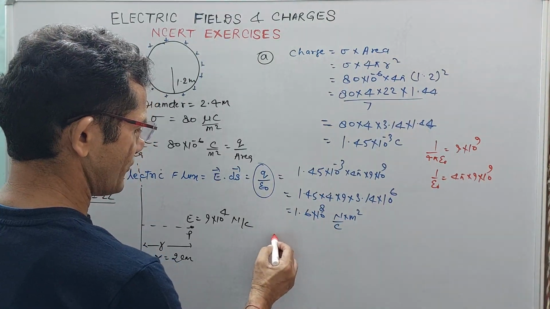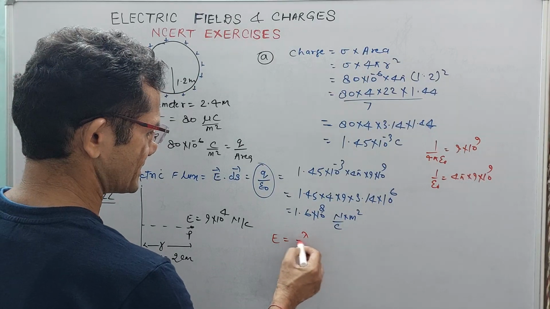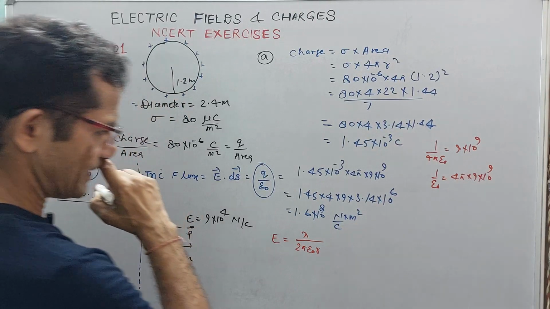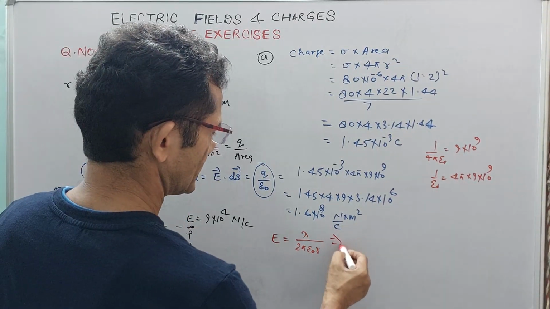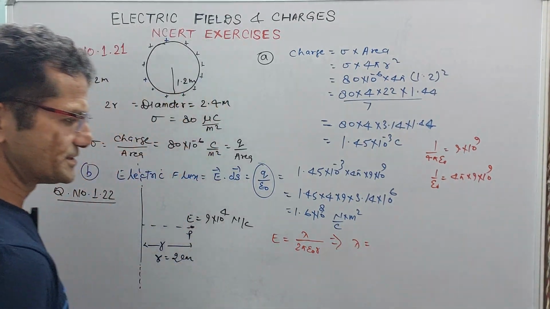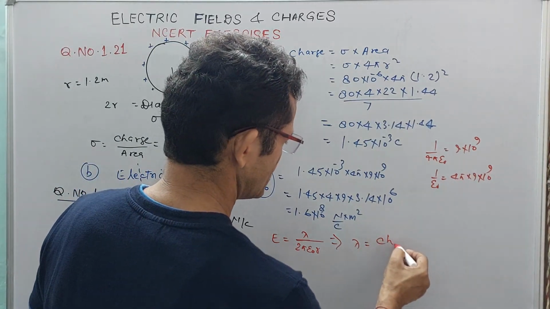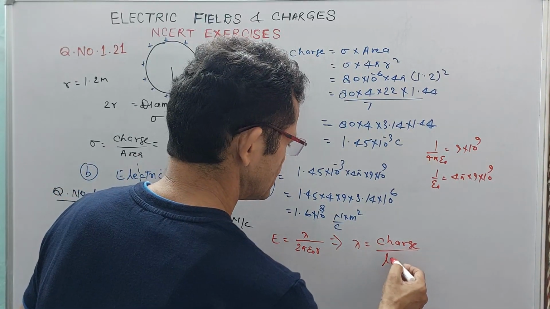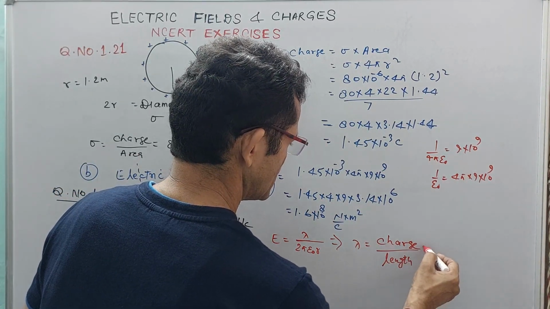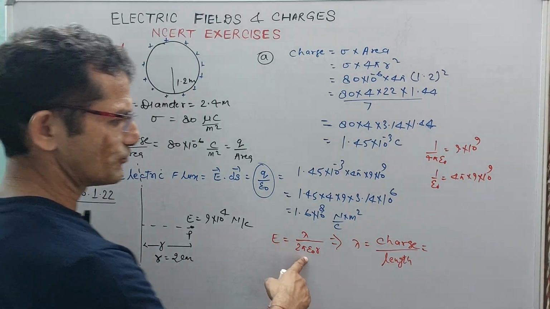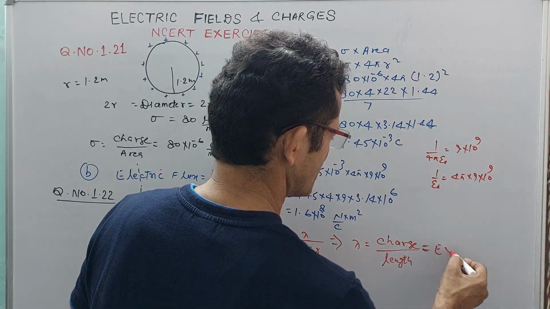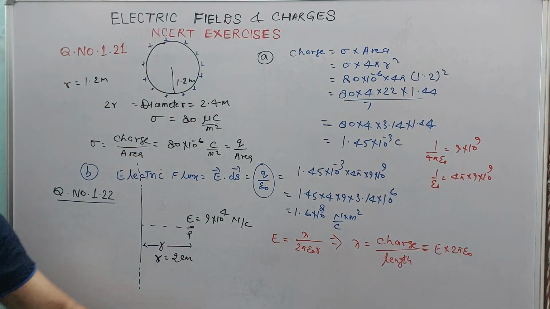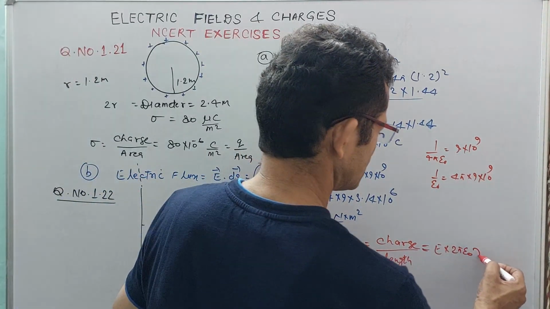The electric field for an infinite line charge is lambda divided by 2 pi epsilon naught into r. So from here, lambda is the linear charge density, charge divided by length. This is the formula. Charge divided by length is equal to E times 2 pi epsilon naught multiplied by r.